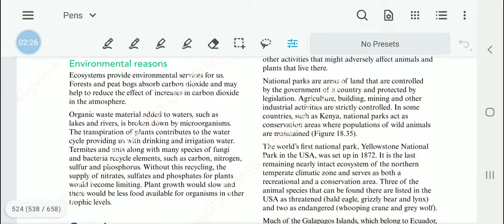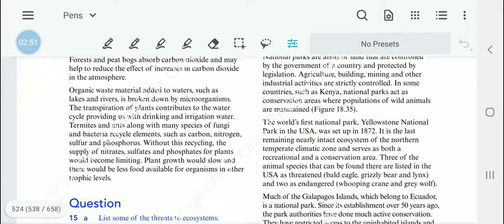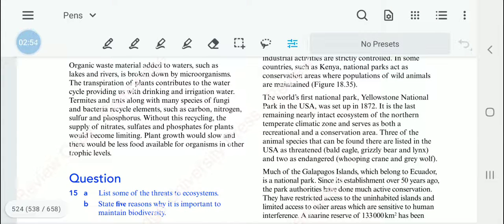Many countries have national parks, and the industrial activities are controlled. For example, in countries like Kenya, there are rules brought forward by governments to limit the activities and to protect the wild animals. The world's first national park was Yellowstone National Park in the United States, established in 1872.